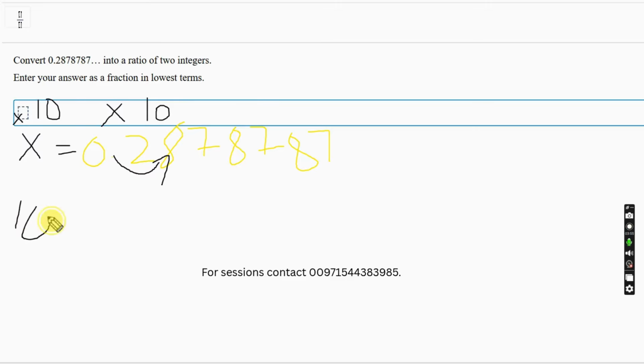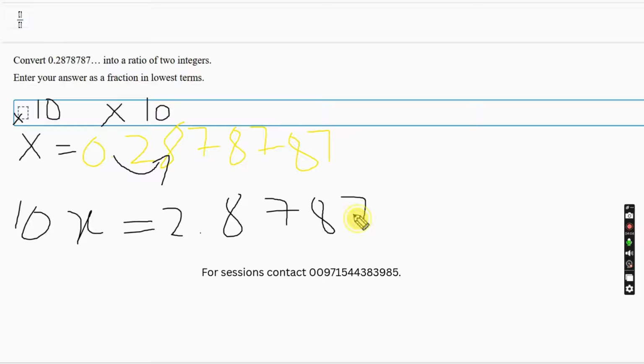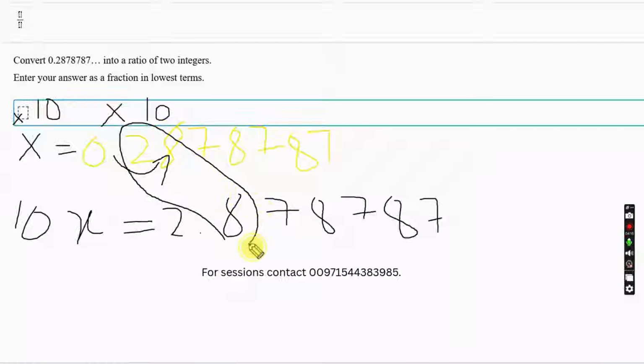So it becomes 10x equals 2.878787, and these are the numbers that are repeating. Now, the goal of this question is to remove the repeating decimals. If I just subtract 10x minus x, you'll be stuck dealing with 8 and 2. You'll be subtracting these two numbers together, and you won't be getting rid of the repeating decimals. That is the goal of this question, so that's why the next step is very essential.